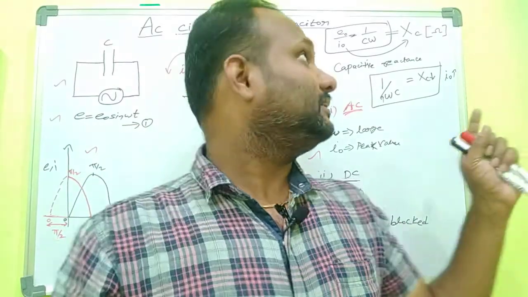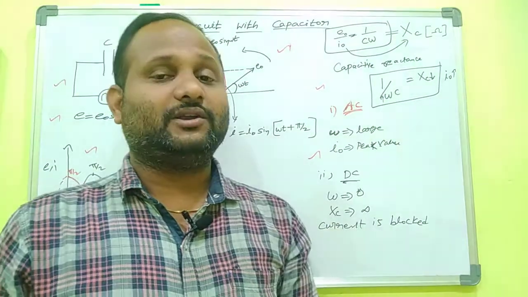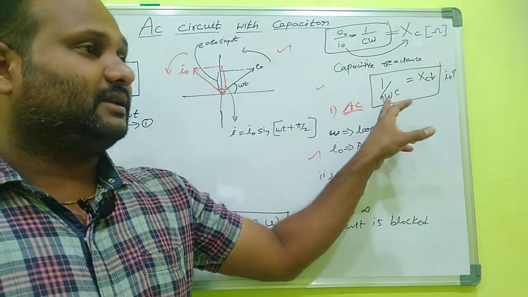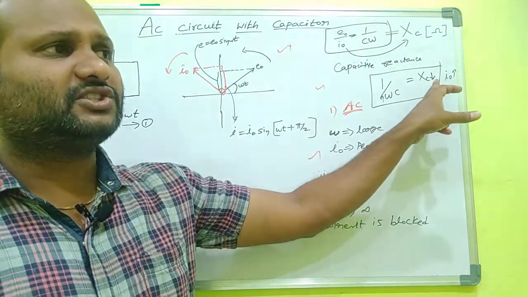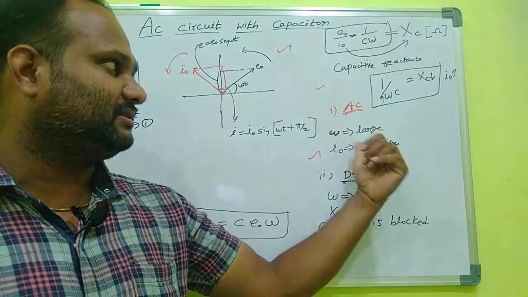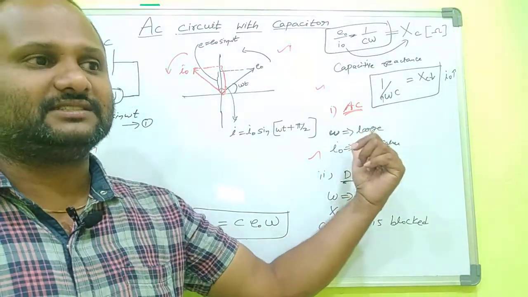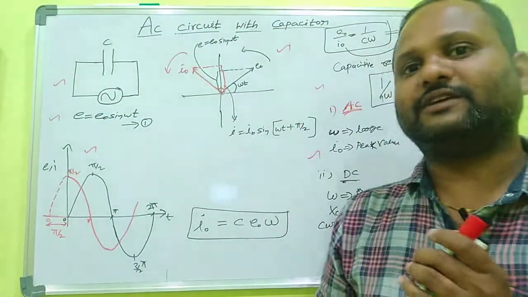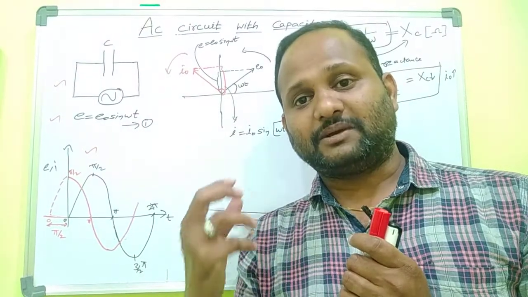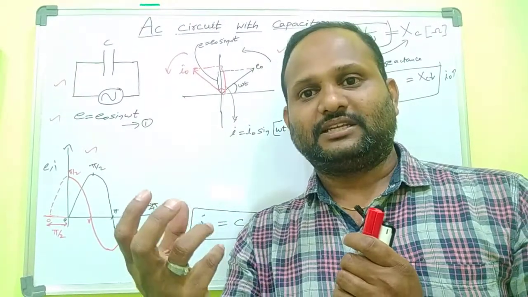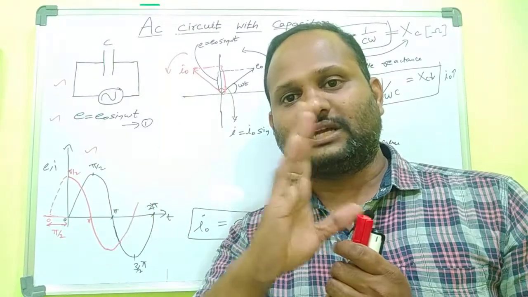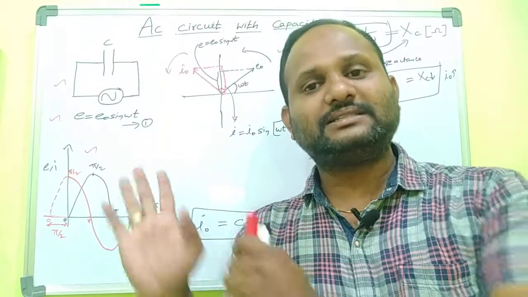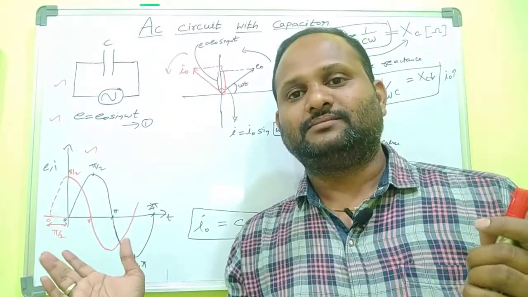So what is the relationship between the capacitive reactance and E naught by I naught? E naught by I naught is equal to 1 by C omega, which is equal to XC. When the frequency is large, the opposition will be small, and more current will pass through it. This holds in the case of AC, alternating current. In DC, the frequency is 0. So when the frequency is 0, the capacitor gives infinite opposition. The capacitive reactance goes to infinity, so no current will pass through it. So the capacitor blocks DC, allows AC. These are the things we discussed in this class.